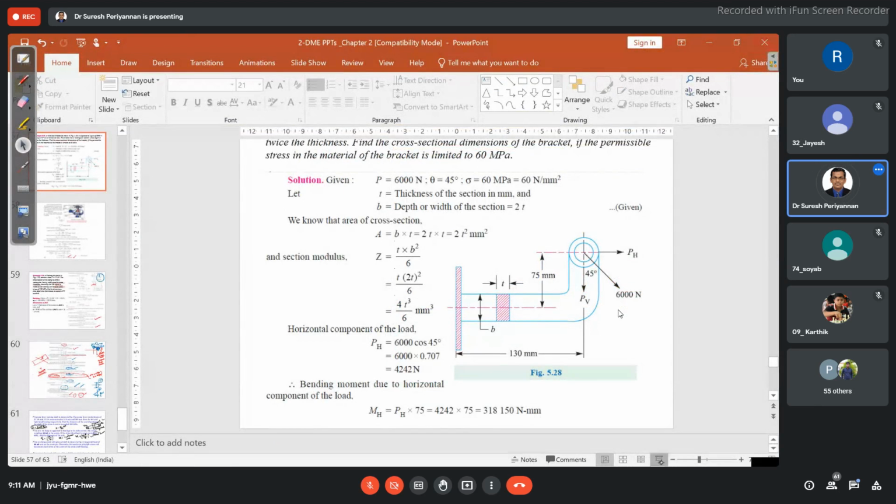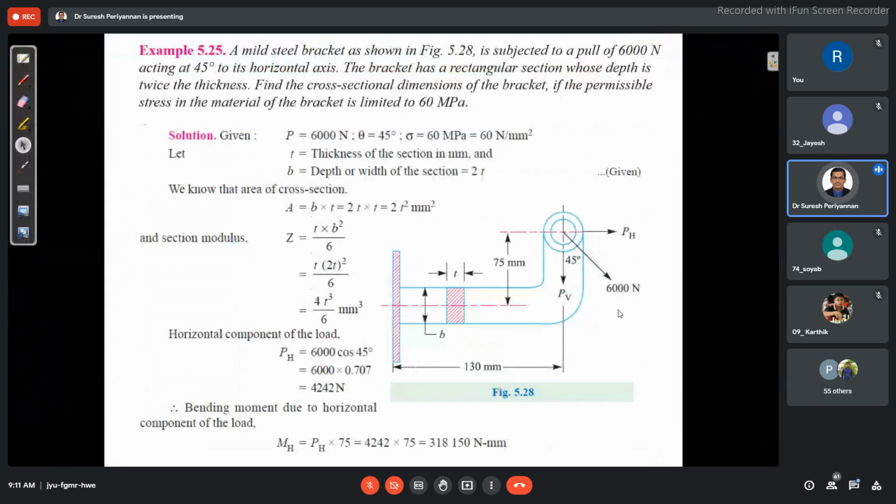Now the horizontal load PH and vertical load PV are the same magnitude, because the resultant load is acting at 45 degrees. Cos 45 and sin 45 are the same. Now our region of interest is here. Hence, this cross section is going to be subjected to direct tension with the help of PH. The PH effect is going to be here. Due to PH effect, sorry.